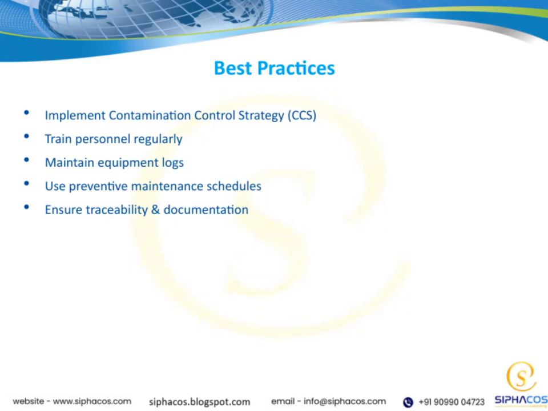Let's now look at some best practices to ensure effective contamination control. First, implementing a contamination control strategy, or CCS, is essential. This involves establishing a comprehensive plan that identifies potential contamination risks and outlines measures to prevent them. It's the foundation for maintaining a safe and compliant environment.